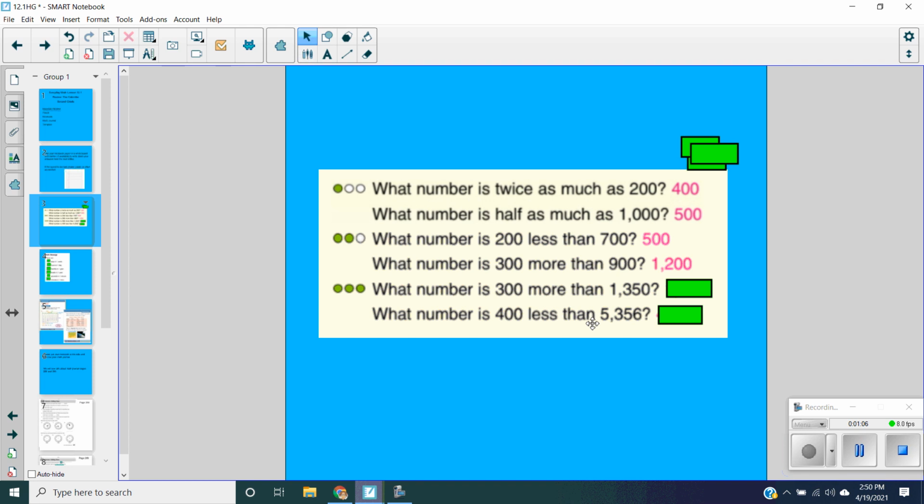What number is 300 more than 1,350? You should have had 1,650. And what number is 400 less than 5,356? For this one, if I think of the number 53 and think 4 less than 53, I know is 49. So my answer should be 4,956.